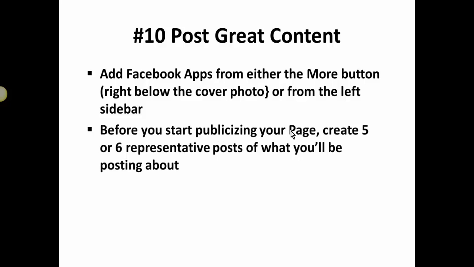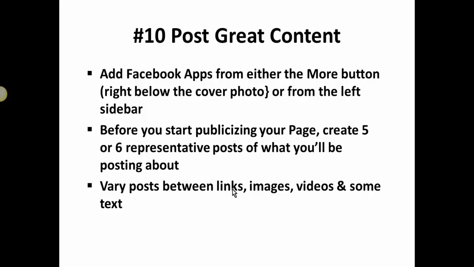But before you start actually publishing content on your page, go ahead and create 5 or 6 representative posts of what you'll be posting about. You don't want to just put this thing out there with nothing on it. So go ahead and set up half a dozen or so representative posts and use the various types of content, such as links, quizzes, images, infographics. Don't rely too heavily on text, but text is obviously important as well. And then you may want to use a scheduler to manage the posting.